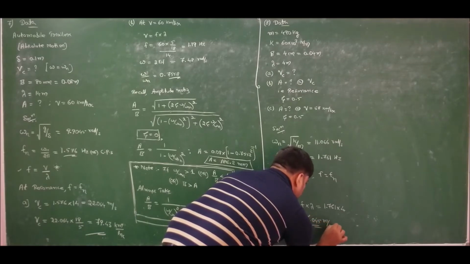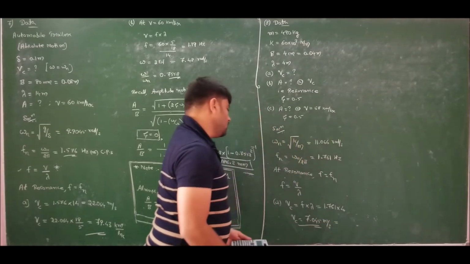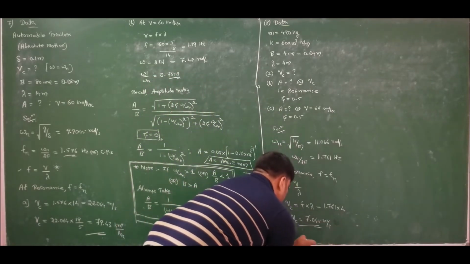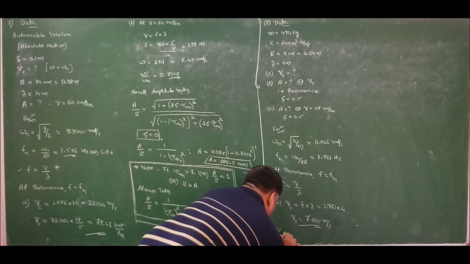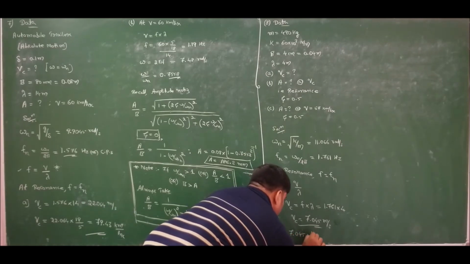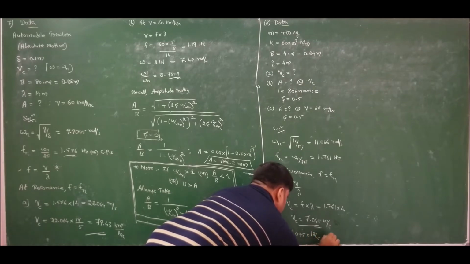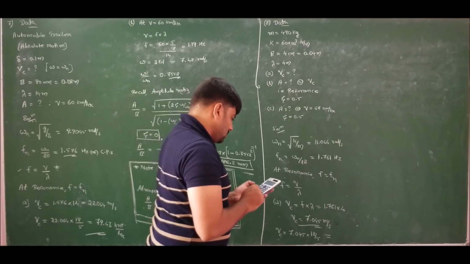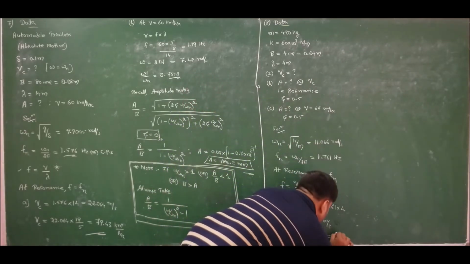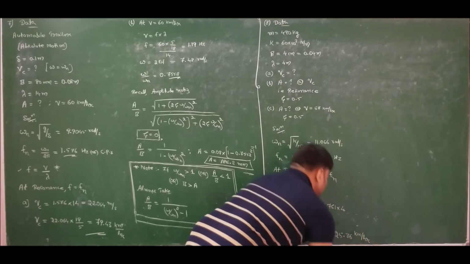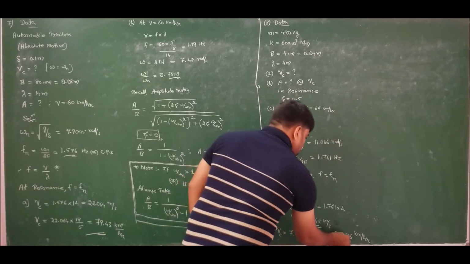Hence I will get the critical speed for this problem as 1.761 into 4, which is 7.045 meters per second. Convert this into kilometer per hour. So if I convert this into kilometer per hour, how much I will get? Vc is equal to 7.045 into 18 by 5. How much is that? Into 18 by 5, which is 25.36 kilometer per hour. 25.36 kilometer per hour is the critical speed of this automobile.